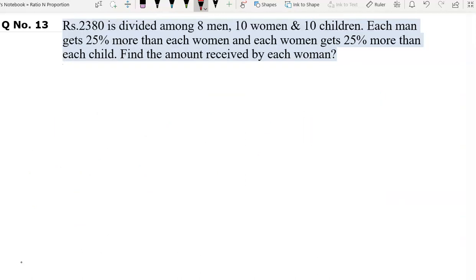Question number 13. Rupees 2380 is divided among 8 men, 10 women and 10 children. Each man gets 25% more than each woman, and each woman gets 25% more than each child. Find the amount received by each woman. So in this question we have men, women, and children. Now the question says each man gets 25% more than each woman. 25% in fraction we know it's 1 by 4. So if woman gets 4 units, men will get 1 unit extra.